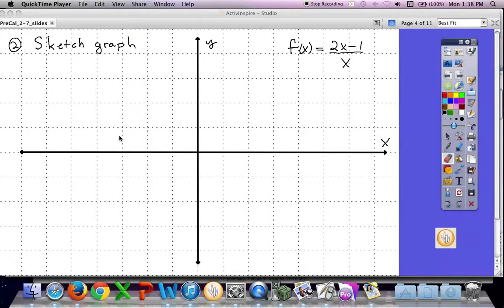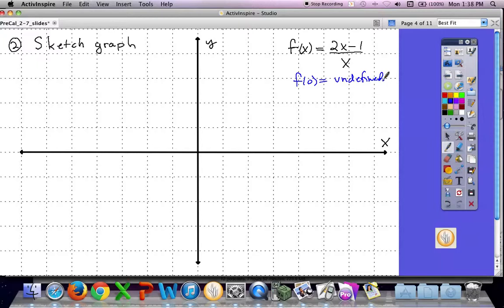This is example 2. We should sketch the graph of f of x equals (2x minus 1) over x. So following our steps, the first step is find the y-intercept. So find f of 0. And of course, because the x is in the denominator here, that means that it's undefined. You can't find the function value if you're dividing by 0. So there is no y-intercept.